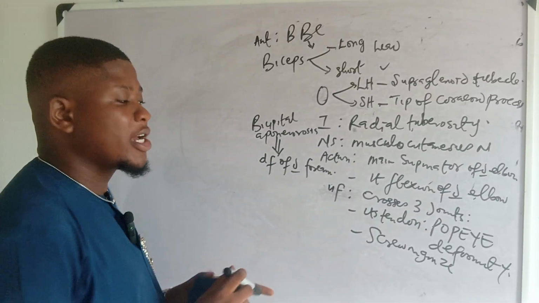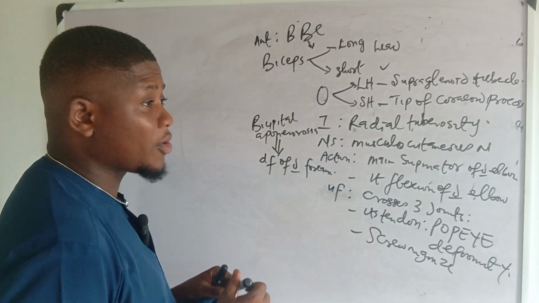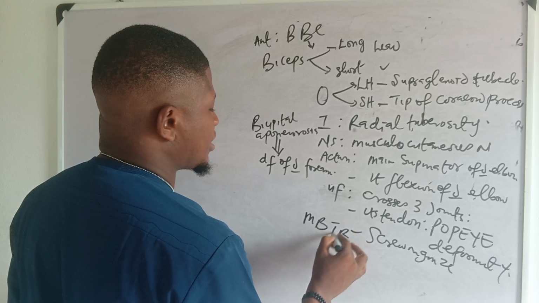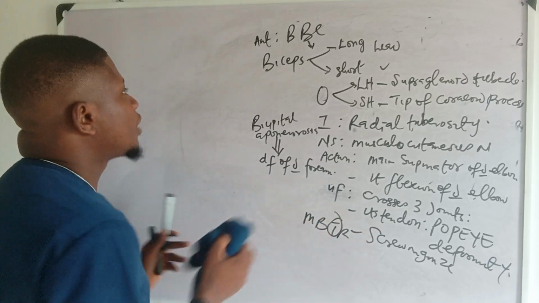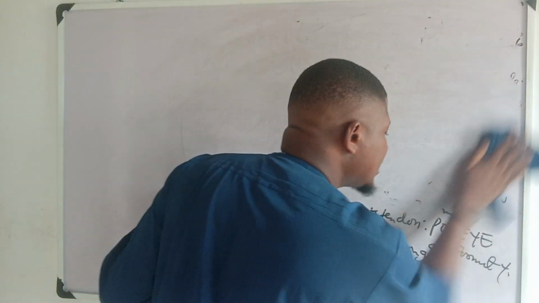Then remember the tendon of biceps is one of the contents of the cubital fossa. Okay, so biceps is gone. So let's look at brachialis.